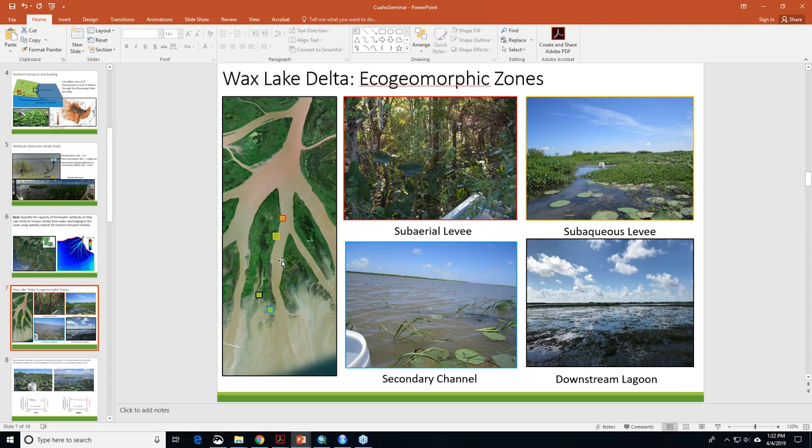Which were formed by an interplay between geomorphology and ecology. As a brief example, we have the subaerial levee, which is right at the head of the island. As we go downstream and decrease in elevation, we could get the subaqueous levee. We could also get some secondary channels right over here, which connect the primary channel to the inner island. And we can get a downstream levee. So I suspected that removal rate would vary across these very different, unique ecogeomorphic zones.